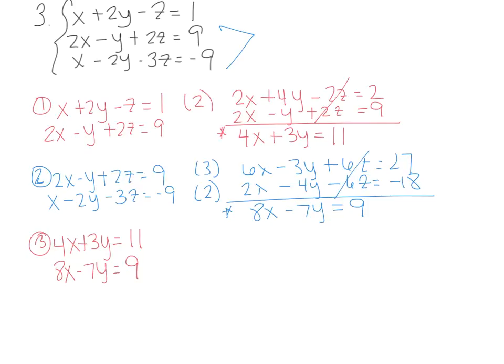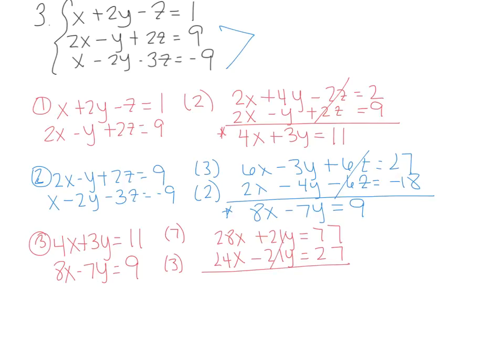Now, since the y's, one's positive and one's negative, I'm going to cancel out my y's. So I'm going to multiply the top equation by 7, the bottom one by 3. So that's going to give me 28x plus 21y equals 77. And 3 times 8 is 24x minus 21y equals, what is that, 27?